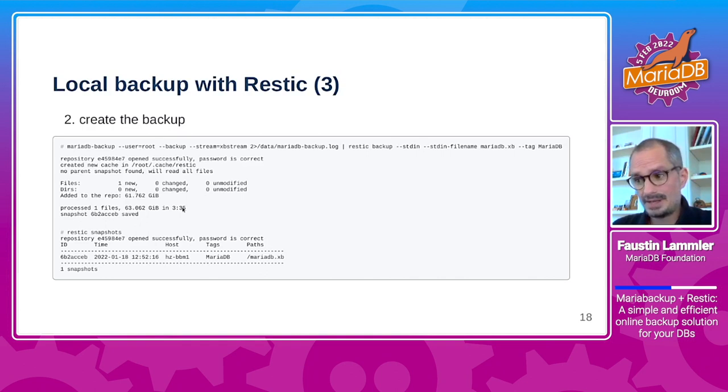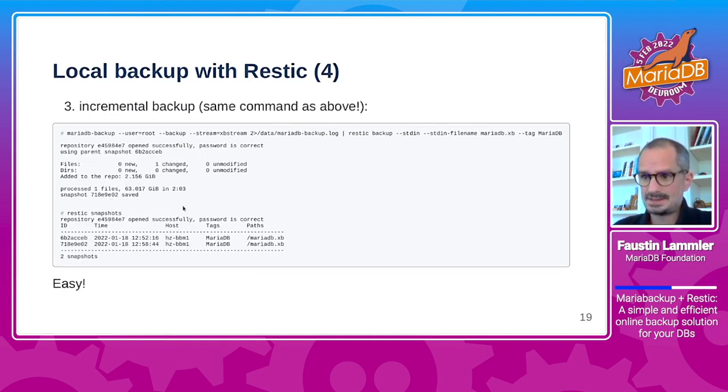How can we create an incremental backup of this? Well, it's easy. This is the exact same command. Repeat it, and Restic will take care of the increment. So as you can see here, Restic added 2.1 gigabytes to the repository. And we can see here the two snapshots. So our repository now contains two snapshots of our MariaDB database.